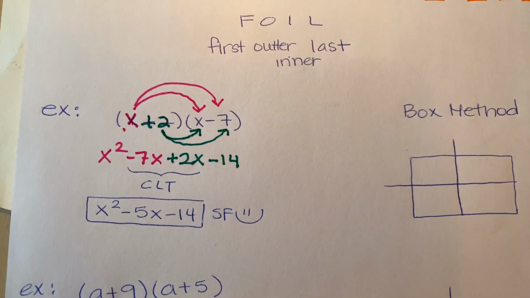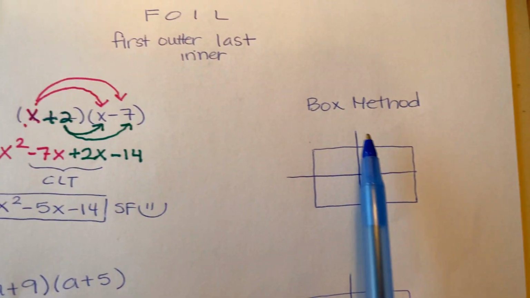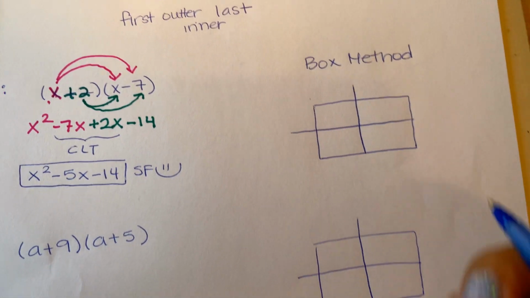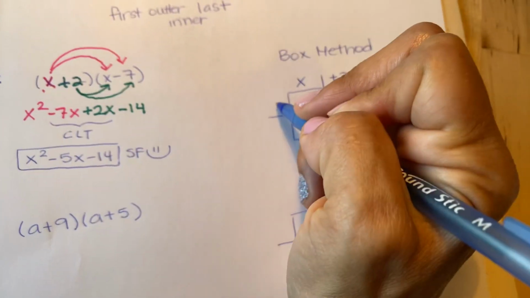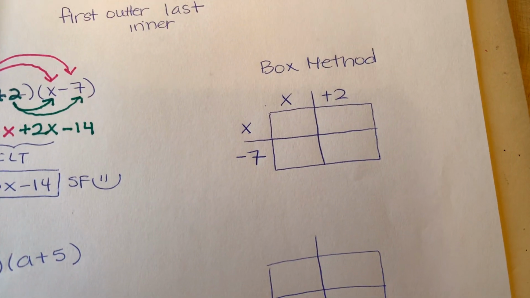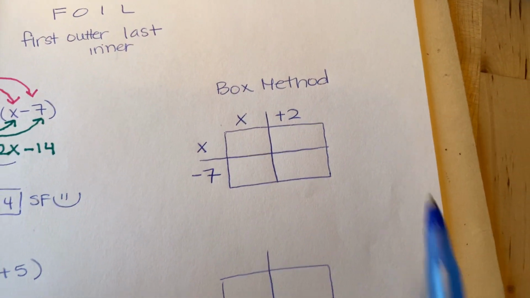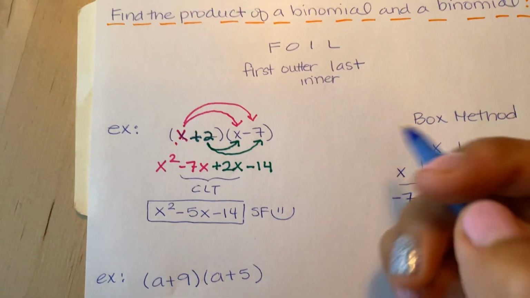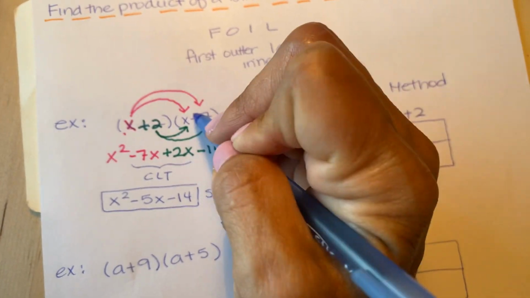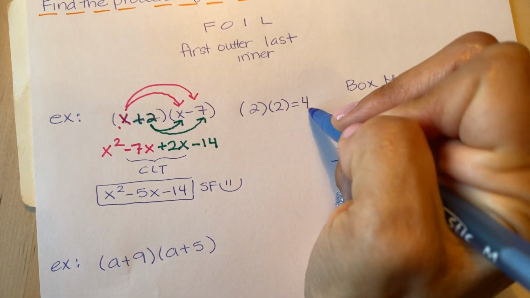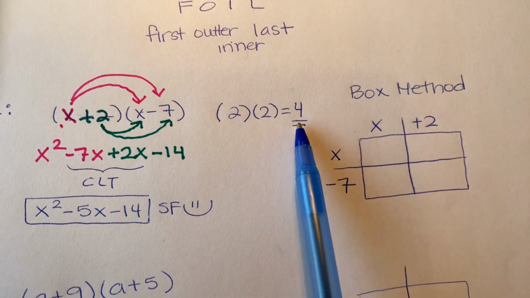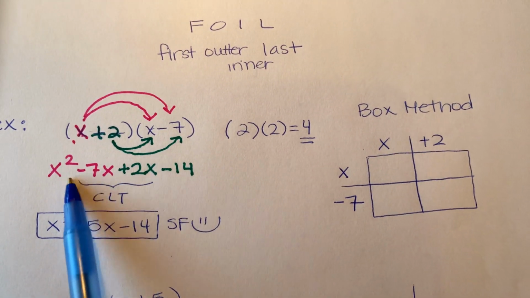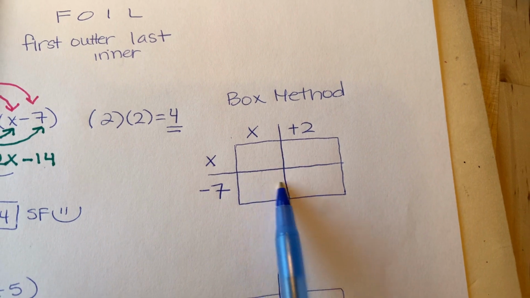Okay, box method. You're given x plus 2 and x minus 7. Where you put the x plus 2 and x minus 7, that part doesn't matter. Each space is a term from that binomial. And then, of course, the squares, in this case we have 4 squares because a binomial times a binomial, right? Binomial is 2 terms, binomial is 2 terms, 2 times 2 is 4, so we're going to end up with 4 terms if you performed your distribution correctly, or you FOILed correctly. You're going to end up with 4 terms, 1, 2, 3, 4. So I have 4 squares here.